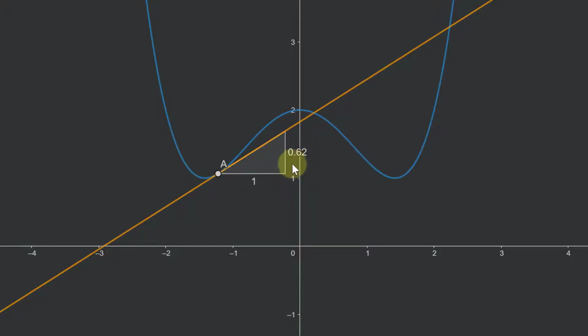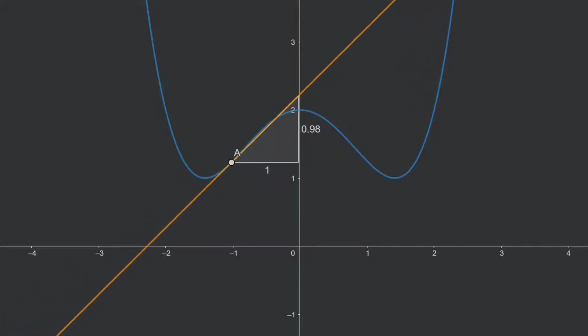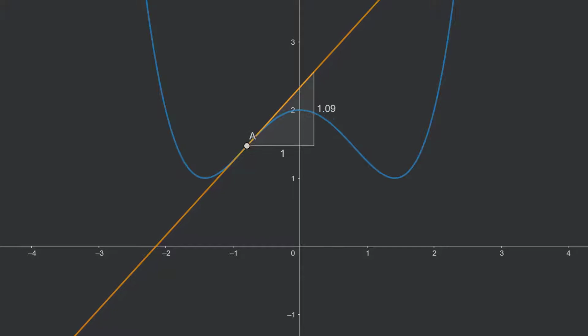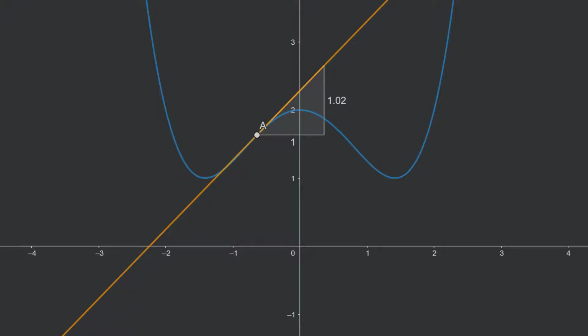In our case, 0.62 divided by 1, which is 0.62. It is handy to draw the triangle in that way that the leg parallel to the x-axis has length 1, because then we can directly read the slope here. Now again, if we change the position of the point A, the slope of the tangent changes accordingly. Now changing the position of the point A actually means changing the position of the x-coordinate of the point A. So the slope of the tangent of the blue curve is a function of the x-coordinate. That means the slope changes when the x-coordinate changes.